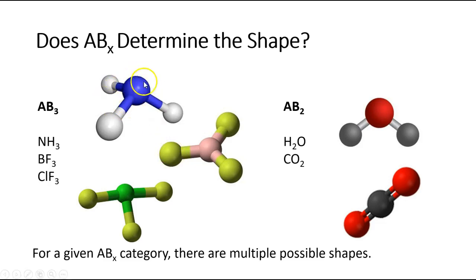Ammonia is what's called trigonal pyramidal, and so the 3 hydrogen atoms are in the same plane, but the nitrogen atom is not in that plane. By contrast, in BF3, all 4 atoms are in the same plane. And then you have this odd T-shaped looking molecule here for chlorine trifluoride. So the upshot of this is that the ABX designation does not necessarily tell you what the shape is. Similarly here, for some examples of AB2, water is a bent molecule, whereas carbon dioxide is linear. So there are multiple possible shapes for each given ABX category.